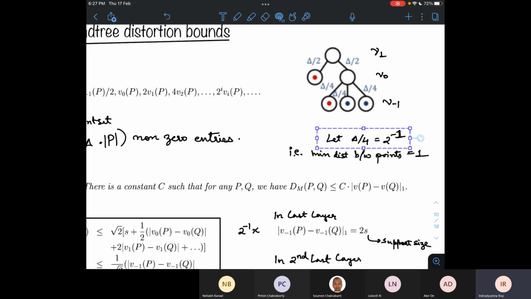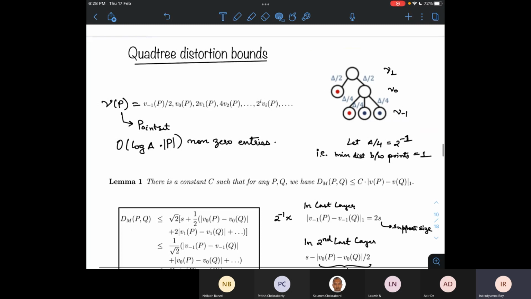The reason for that is that given any data, you can always scale it so that the minimum distance between any two points is 1, and therefore it's easier for the analysis that way. If the minimum distance between any 2 points is 1, then the smallest grid size that is necessary is 1 by 2, which is 2 to the power minus 1. So that's how they do the analysis.